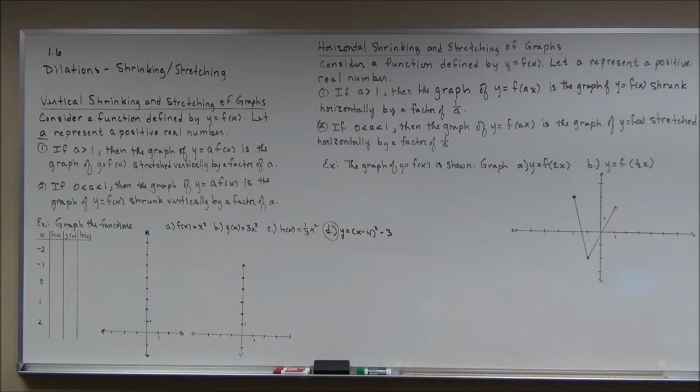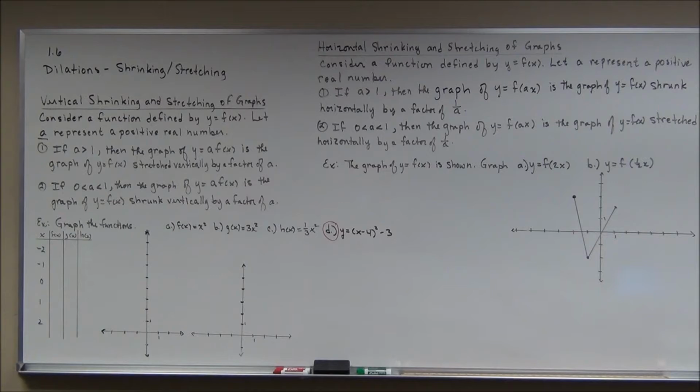Translations, or shifting, was a rigid transformation because the shape did not change. But in this case, the shape is going to change. It's either going to get stretched or shrunk. So there are two types, of course, vertical and horizontal. We're going to look at vertical first.